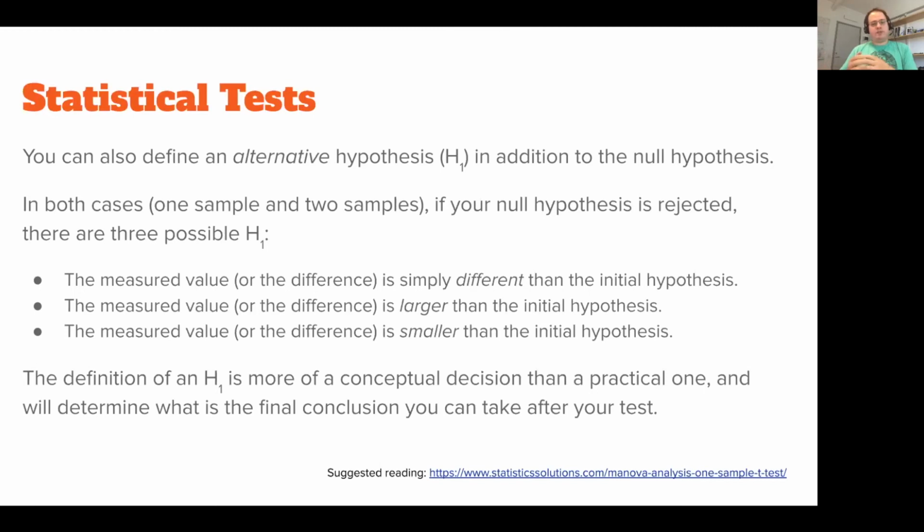So the first one would be that the measured value, or the difference between the values, is simply different than the initial hypothesis. If your hypothesis was that the value was X, then you can have an alternative hypothesis that says the value is different, period, right? Or you can have a more strict alternative hypothesis that says the measured value or the measured difference is either smaller or larger than the null hypothesis, right?